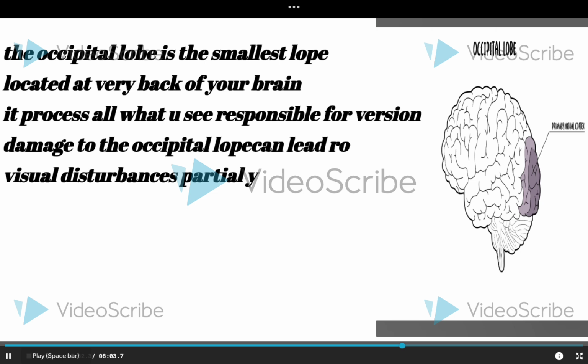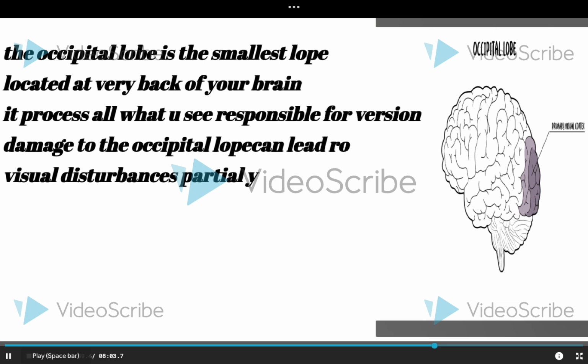One is posterior to the parieto-occipital sulcus, which separates the parietal lobe from the occipital lobe, and the other is the pre-occipital notch, which separates the temporal lobe from the occipital lobe. It contains multiple important structures. We have the primary visual cortex and the visual association cortex. Primary visual cortex is involved in awareness of visual stimuli.